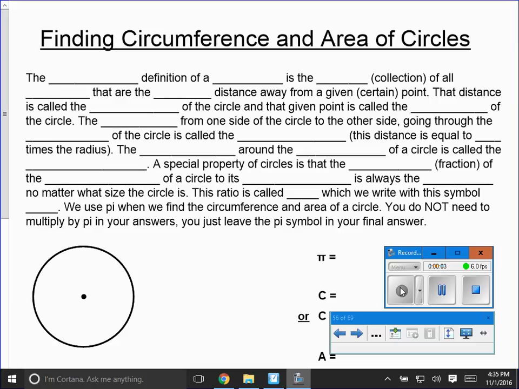This is our video for Unit 6, Day 4. So we got two different sets of notes that we're going to cover in this video.